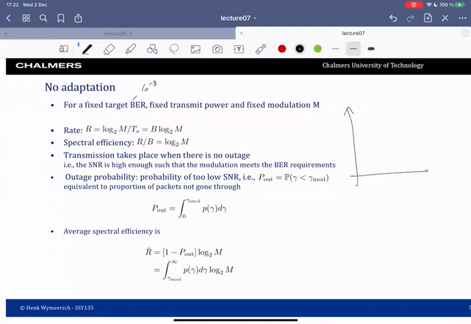So by this we mean the following. We have SNR, we have the symbol error rate as a function of SNR in dB. We have some kind of threshold, let's say 10 to the minus 3. This gives some threshold of the SNR. So when we're above this threshold, we are good. When we're below this threshold, we're in outage.